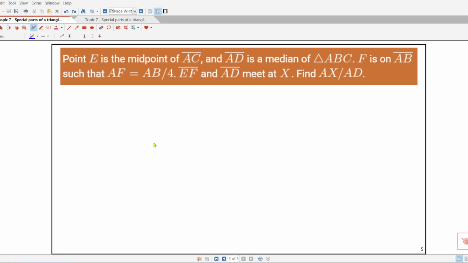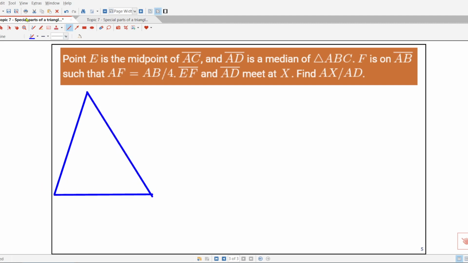Okay, here we have point E is the midpoint of AC and AD the median of triangle ABC. So first of all, let's draw a triangle ABC. E is the midpoint of AC, so let's say E is here. And AD is the median of ABC, so D is also the midpoint of BC, right?